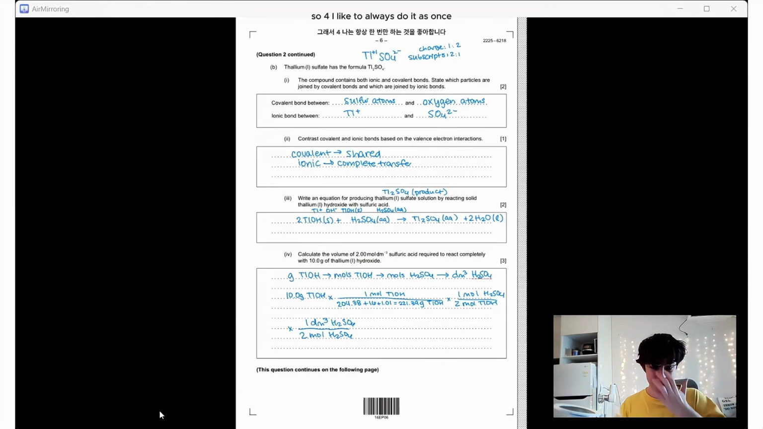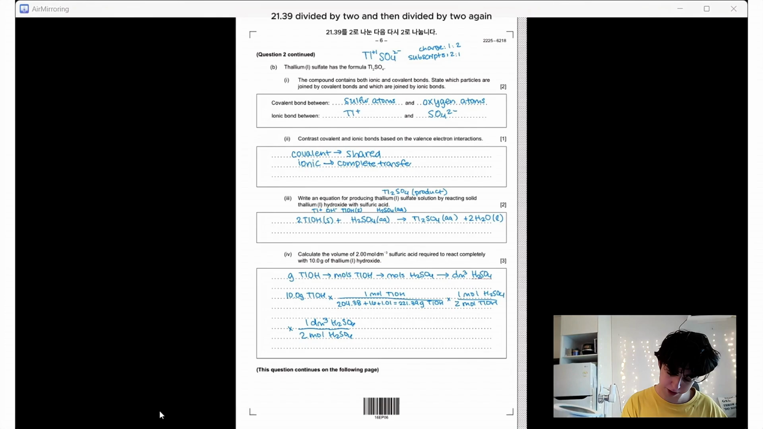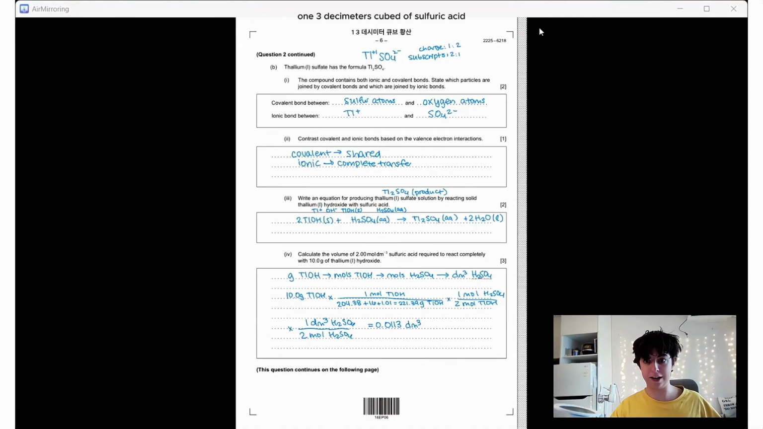I like to always do it as once rather than calculating each intermediate. And so that's going to give us 10 divided by 221.39 divided by 2, and then divided by 2 again. And so that's going to give us 0.0. We initially have 3 sig figs, so 113 decimeters cubed of sulfuric acid. And that is the correct answer for that one.